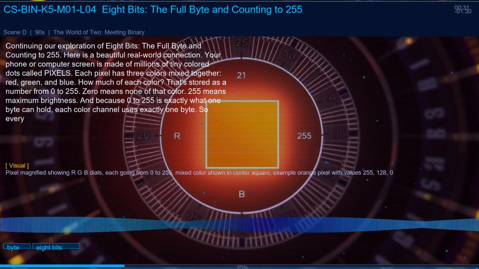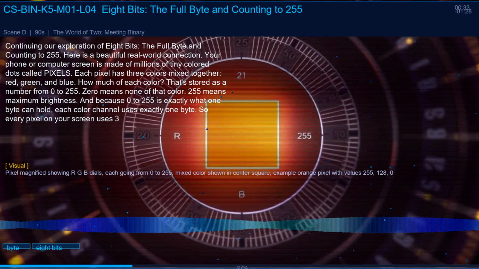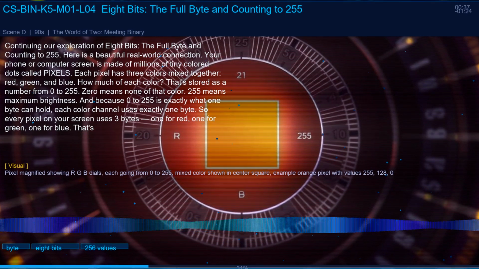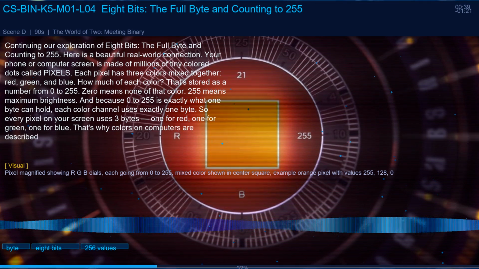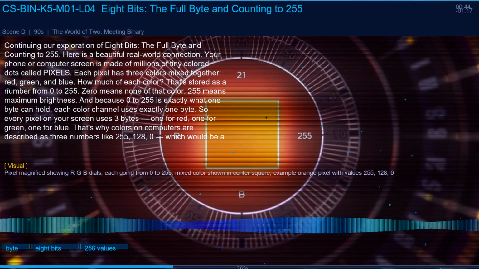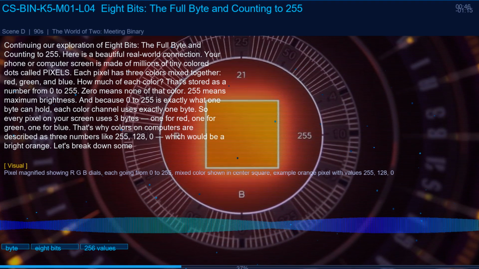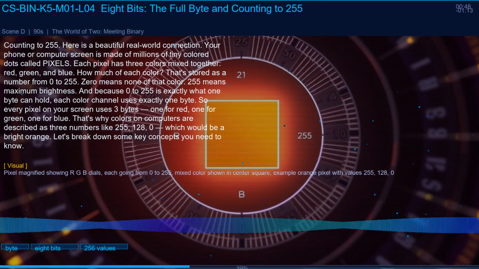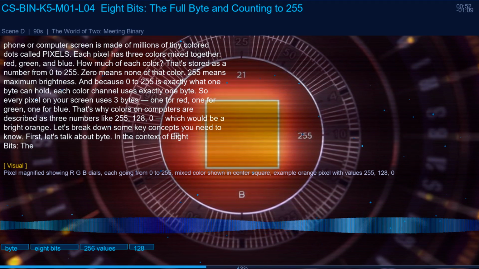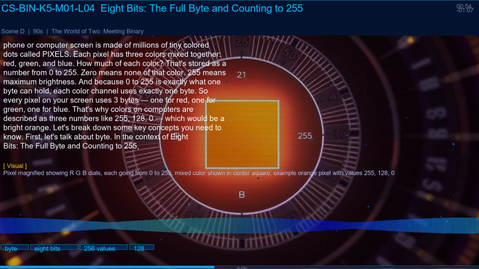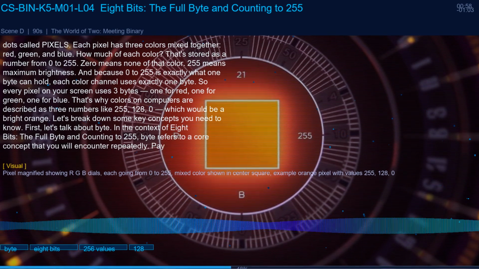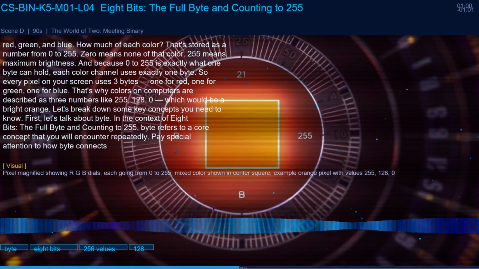255 means maximum brightness. And because 0 to 255 is exactly what 1 byte can hold, each color channel uses exactly 1 byte. So every pixel on your screen uses 3 bytes, 1 for red, 1 for green, 1 for blue. That's why colors on computers are described as 3 numbers like 255, 128, 0, which would be a bright orange.